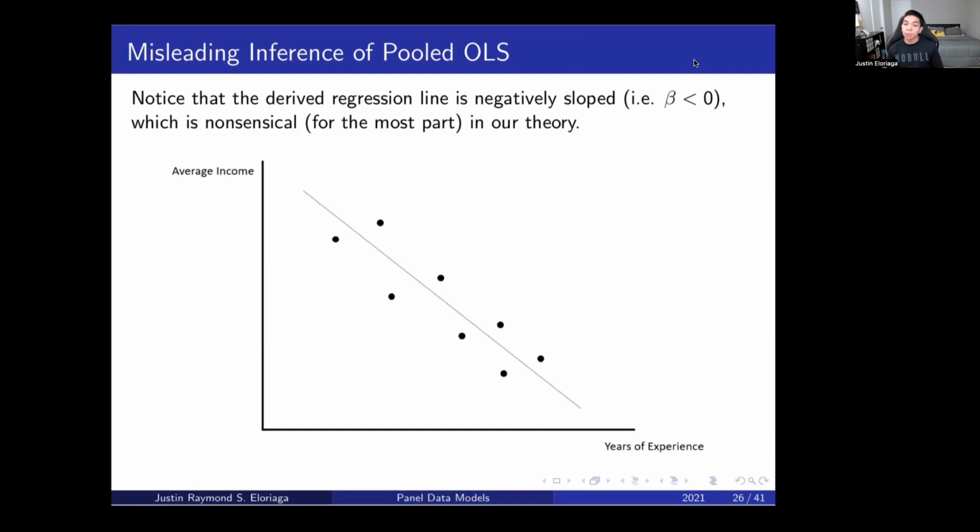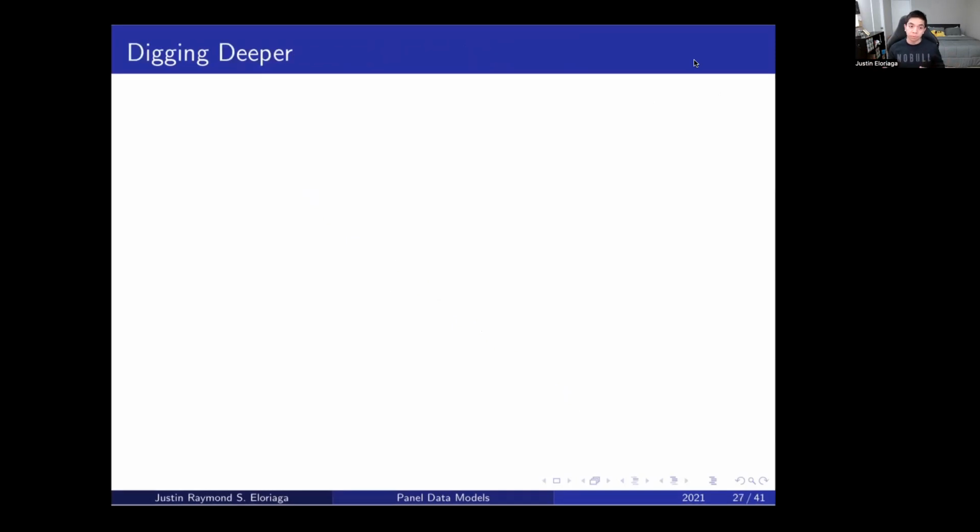So in reality, that would tell me that the line is negatively sloped, meaning the higher the years of experience, the lower the average income, which is a nonsensical result. Again, simply because I'm lumping the whole data together. I'm not even considering the fact that some of the cities in my sample may belong to developed countries, and some may belong to developing countries. So I need to take that into account.